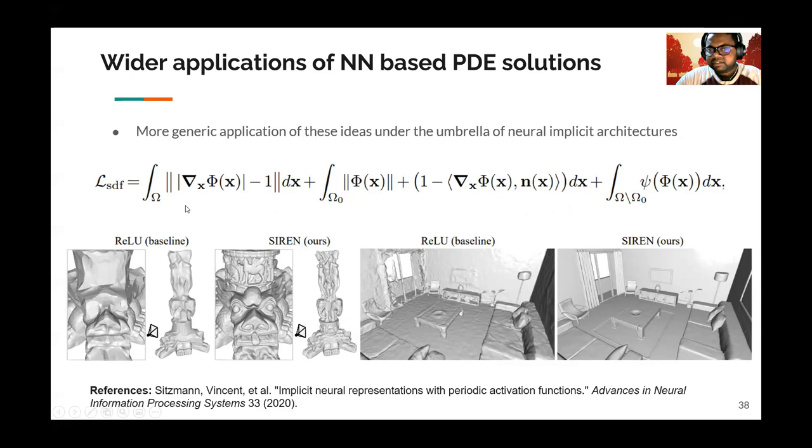So the Eikonal equation is something you would be solving over the whole domain, but given some set of point cloud, you would also want to ensure that the point cloud satisfies the boundary conditions: the signed distance field is equal to zero at the boundary, and the normal is equal to the gradient of the signed distance field. And then using these kinds of loss functions, one is able to get very good surface reconstruction from the point cloud geometry which is provided. So this has been a very wide application.